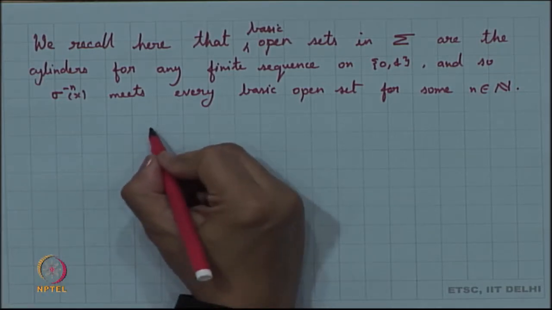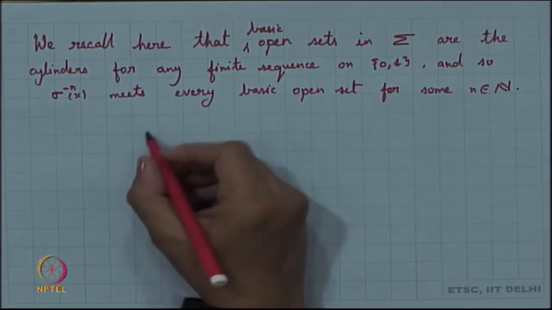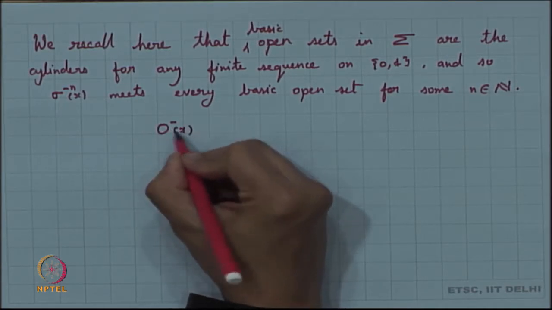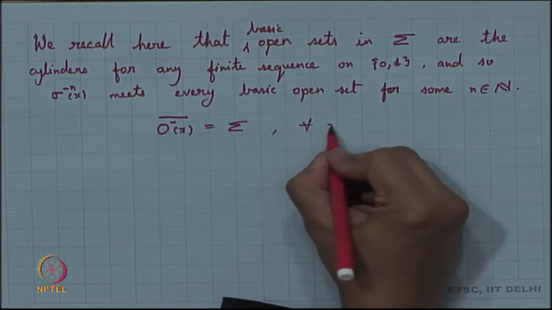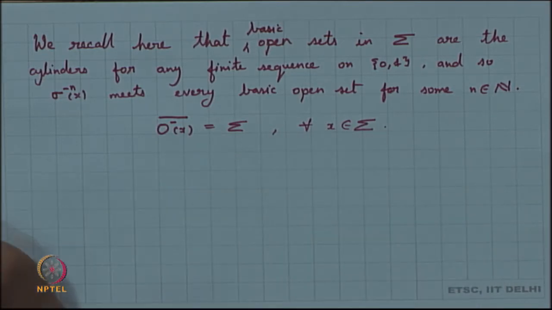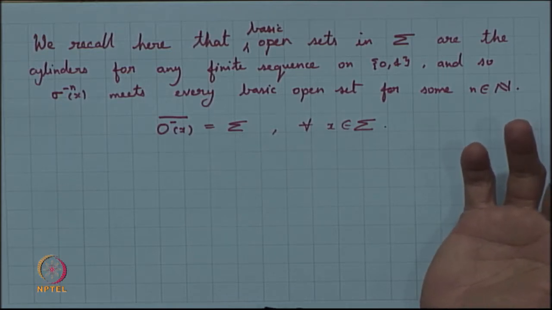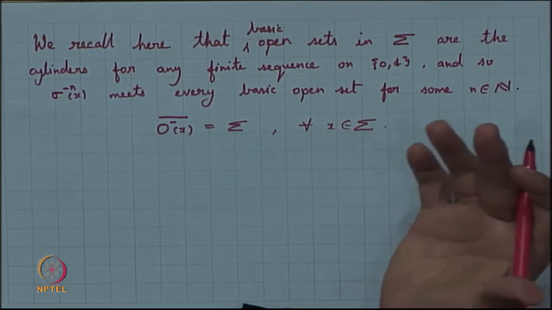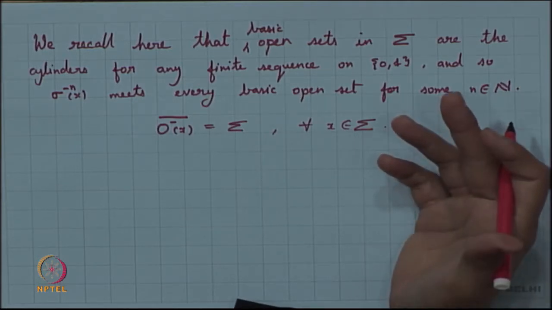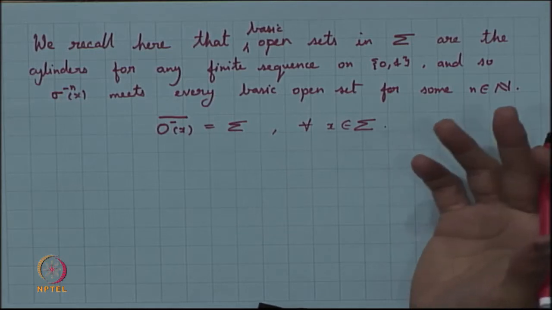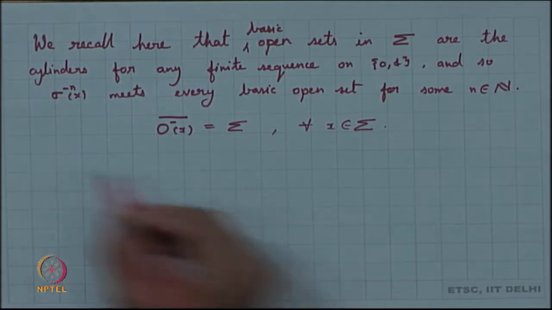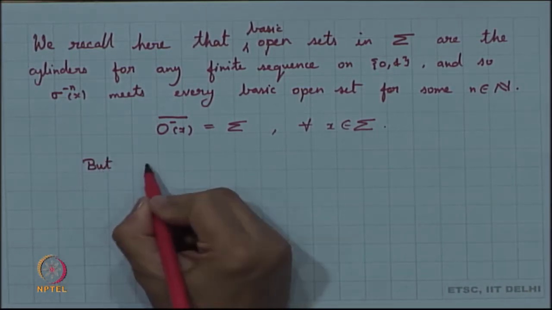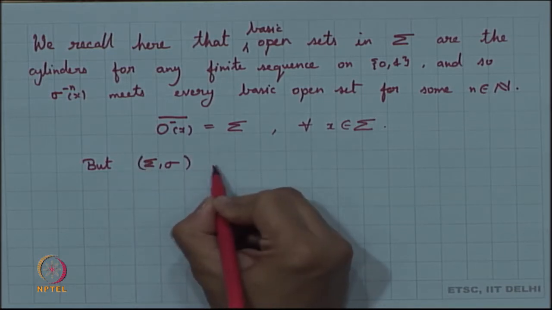And that means that we started with a typical point x in sigma. So, if I take the backward orbit of x, it is dense in sigma for every x in sigma. So, now we have a system in which all backward orbits are dense, but clearly we know very well that this system is not minimal. In fact, the sequence of zeros and the sequence of ones are the fixed points here. So, this system is not minimal.